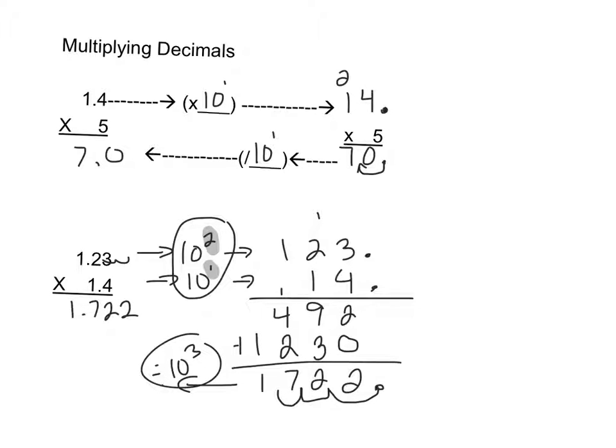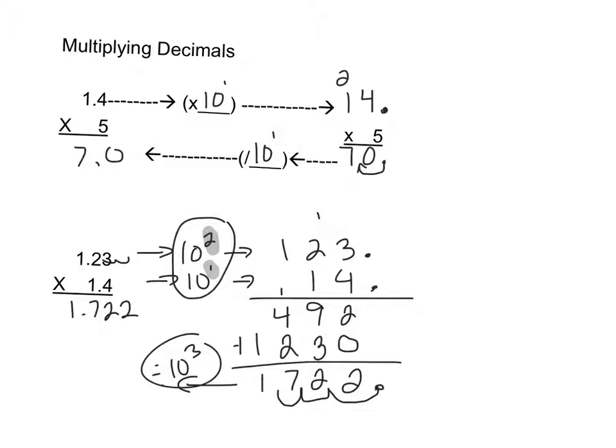Now we can also use estimation to think about, does my answer make sense? Like in our first one, I had 1 4/10 times 5. Even if I ignore the 4, 1 times 5 is 5, so my answer should be around 5. So 7 seems like it would be reasonable because it's a one-digit answer. Here, 1 and 23/100 is around 1, 1 and 4/10 is around 1, 1 times 1 is 1, so my answer should be close to 1. So the 1 and 722 thousandths seems reasonable.